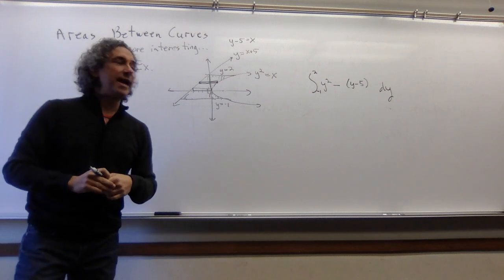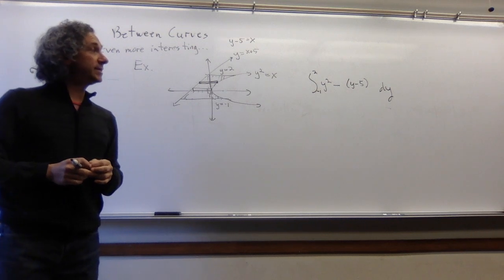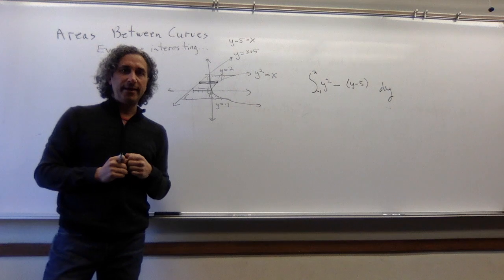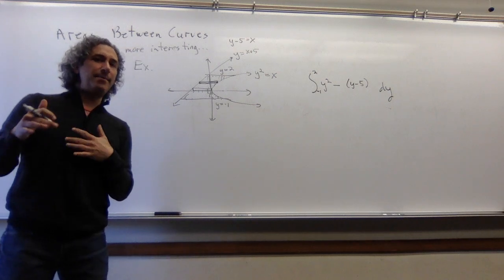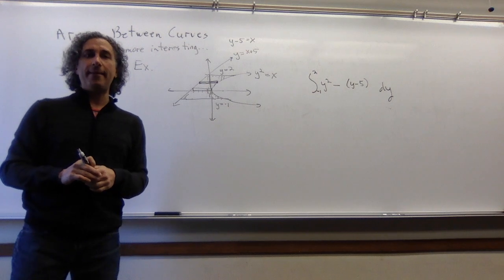So that's how you find areas between two curves using calculus. The main takeaways are that you definitely want to draw this thing. Your problem is either going to be top minus bottom, or it's going to be right minus left, and your picture is going to tell you the best approach.